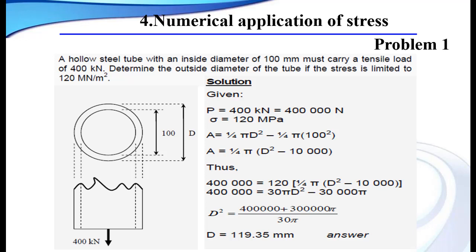Therefore, 400,000 newtons is equal to 30 pi d square minus 300,000 pi. Then d square is equal to 400,000 plus 300,000 pi over 30 pi. D is equal to 119.35 millimeters. Hence, our external diameter is 119.35 millimeters.